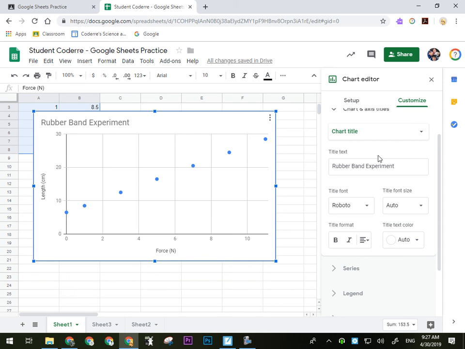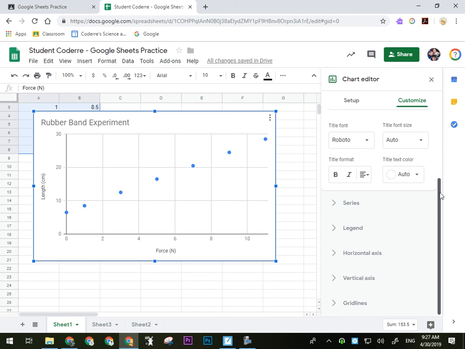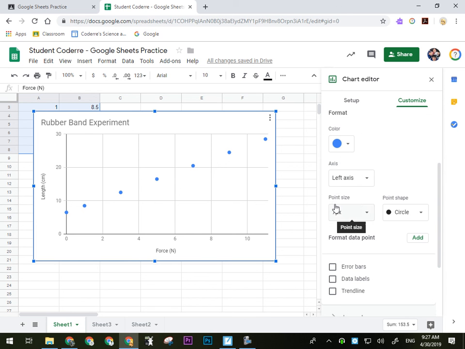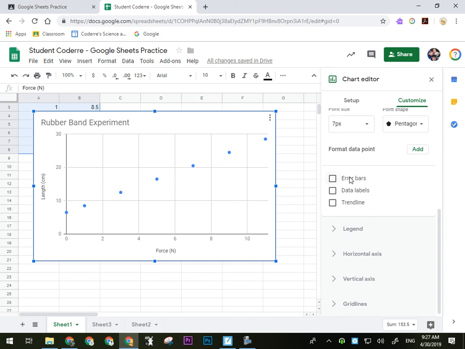Okay, then I'm going to scroll further down to series. This is where we get our best fit line, or our line of best fit, depending on how your math teacher terms that. So we've got some options here for the points. Sometimes I make the points smaller, but for this graph, that size of point's fine. You can change the points to be whatever shape you want: squares, diamonds, X's, pentagons, doesn't matter.